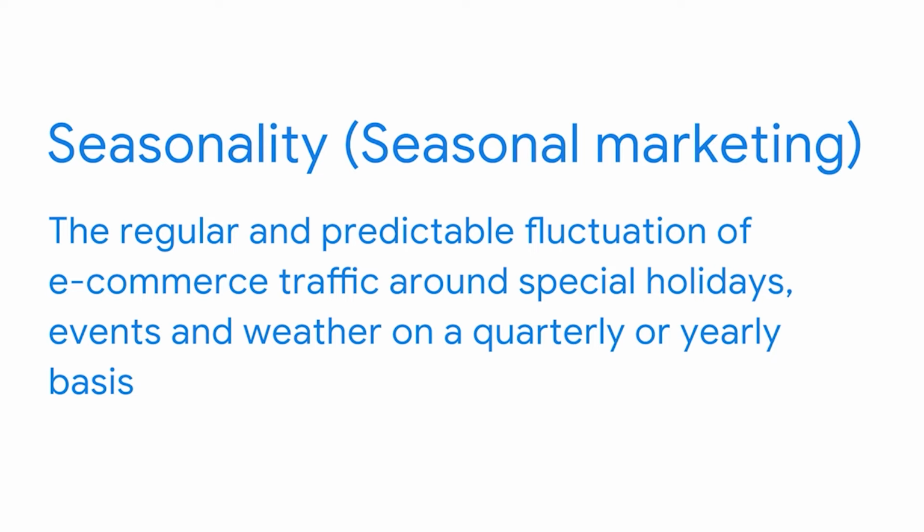Believe it or not, digital marketers and e-commerce specialists anticipate their own special times of the year based on past patterns. This concept is called seasonality. Seasonality, also called seasonal marketing, refers to the regular and predictable fluctuation of e-commerce traffic around special holidays, events, and weather on a quarterly or yearly basis. Those in the e-commerce industry use seasonality to determine when a business will receive a potential increase or slowdown in revenue sales. Seasonality is split into two parts, on-season and off-season.